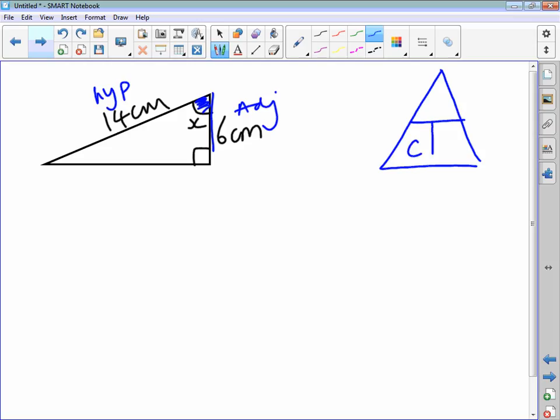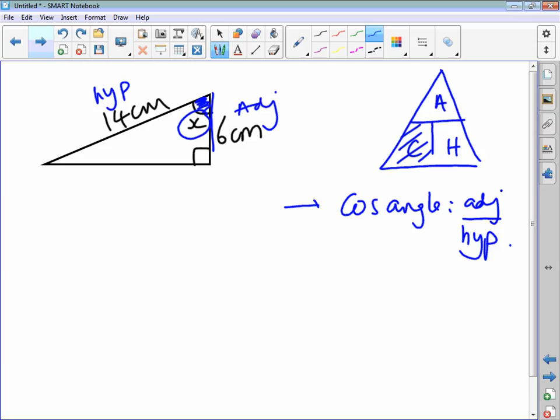So cosine of the angle is equal to the adjacent divided by the hypotenuse. We're trying to find the angle, so we cover that part up. Cosine of the angle equals adjacent divided by hypotenuse. Some of you may just know this formula, which is fine. So we're going to fill in the missing information. So cosine of x is equal to the adjacent side, which is 6, divided by the hypotenuse, which is 14.